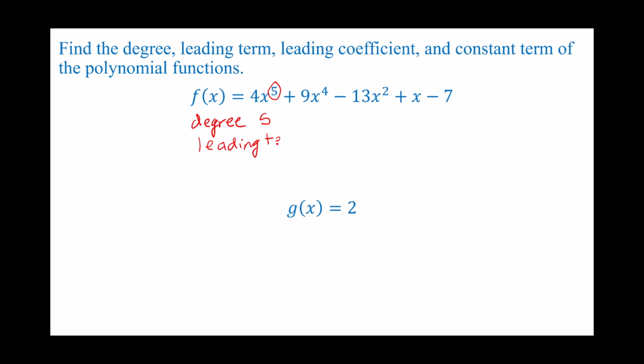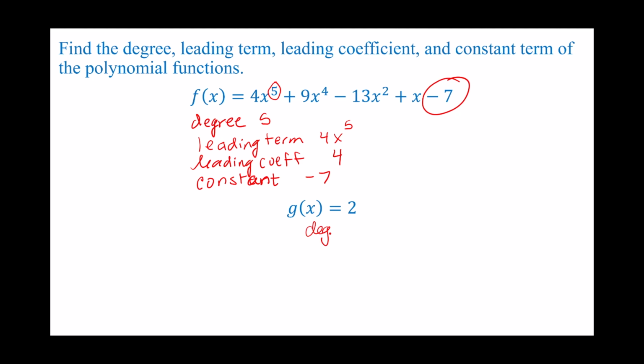The leading term is that whole term, so 4x to the fifth. And the leading coefficient is 4. So that's the number in front of that x to the fifth. And then the constant term is negative 7. That's this part right here. For the next one, for g of x equals 2, the degree is 0. The leading term is just 2, and the leading coefficient is 2, and the constant term is 2.